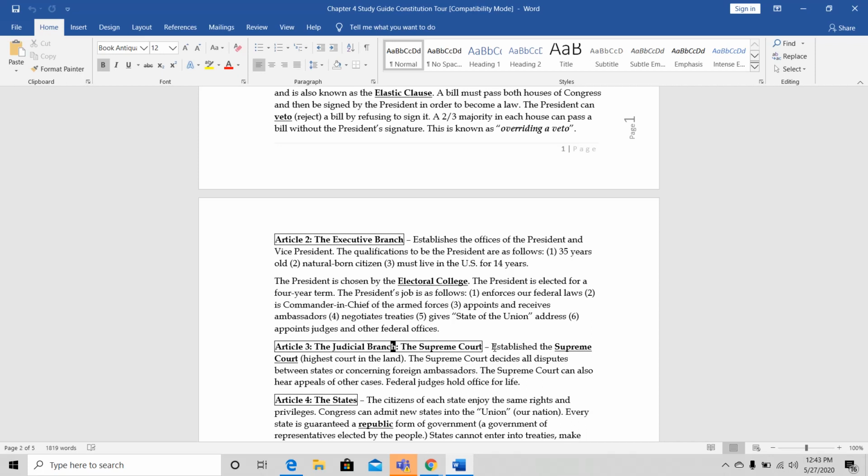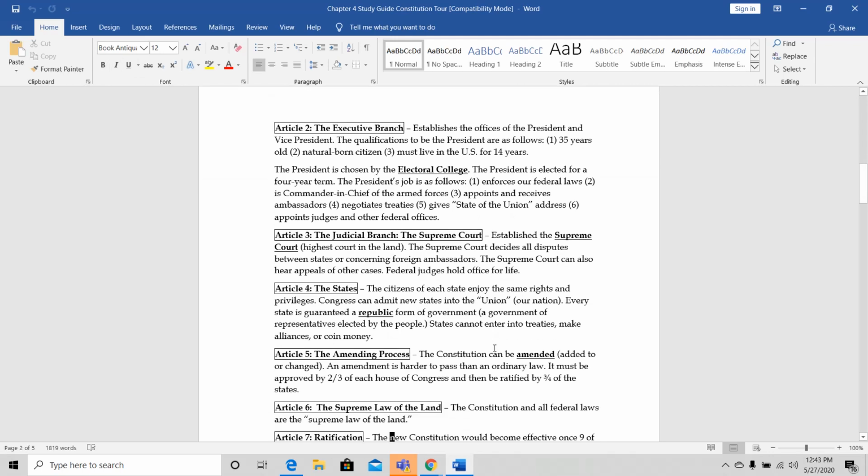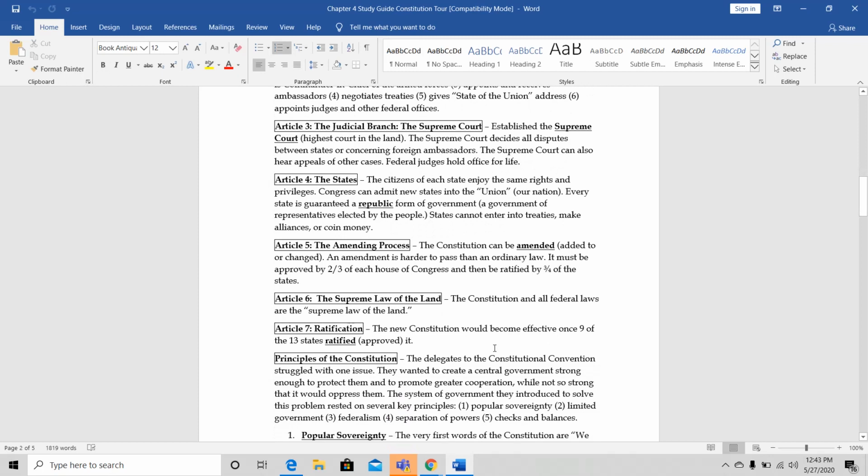Also, our Constitution is very specific in stating that we're not a democracy, but we are a republic. We'll kind of explain that difference to you. States cannot enter treaties, make alliances, or make money. So when you have the governor of California going and making these big, huge trade agreements with China, sometimes that could be an issue.